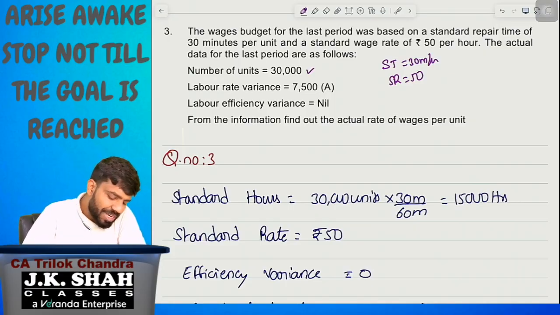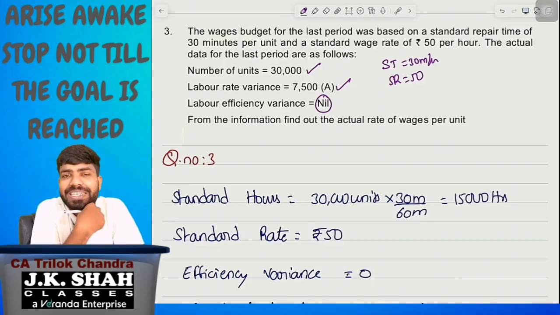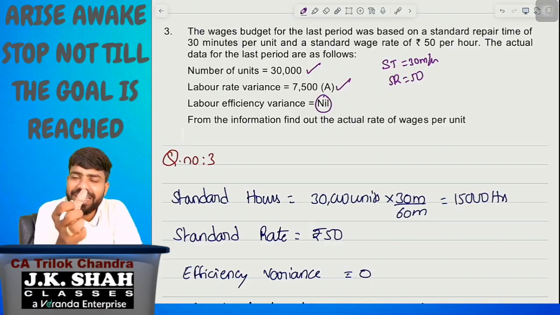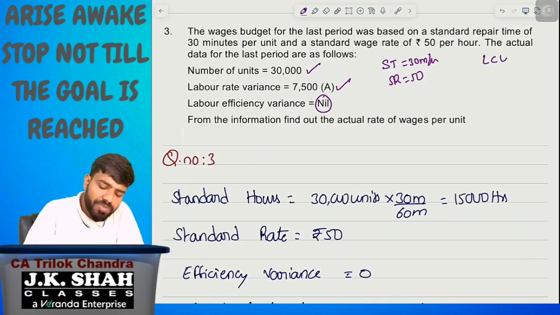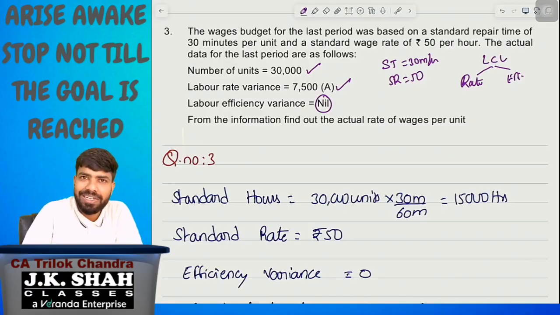Number of units 30,000 units, labor rate variance 7,500 adverse, labor efficiency variance 0. Please understand, labor cost variance is divided into two, rate and efficiency. When I say rate, we all know it is the hourly rate variance, and efficiency variance is in terms of hours.